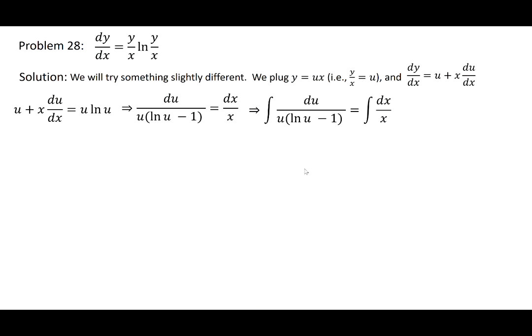Whoa, Nelly. How do you integrate du over u times (natural log of u minus 1)? Well, can we do substitution? w equals natural log of u minus 1, right? Because dw would be 1 over u du. There is a 1 over u du in the integral. So look at me, I didn't even bother to do that. I just did it in my head.